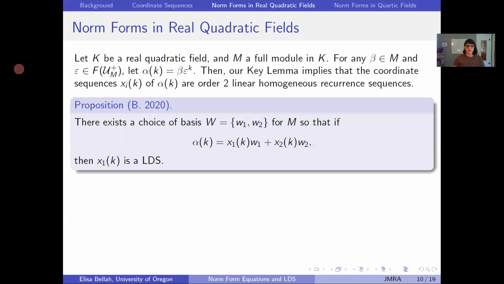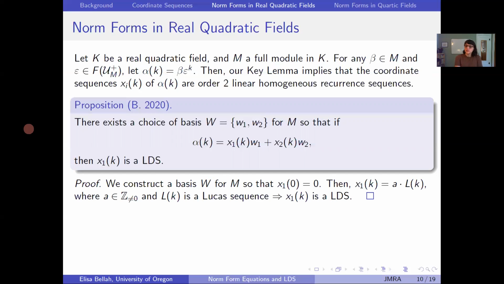Okay, so the proof is to just construct a basis for your module, which we do explicitly in this paper, so that the zero value is equal to 0. And then you can show that this first coordinate sequence is just a non-zero multiple of a Lucas sequence. And from our previous slide, this tells us that this first coordinate sequence is LDS. Okay, so that's the proof of that proposition.